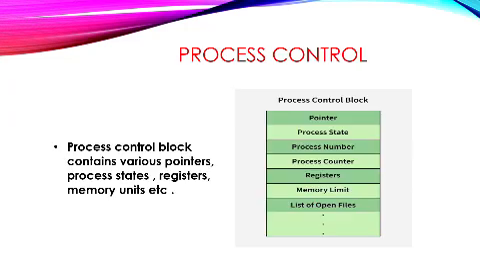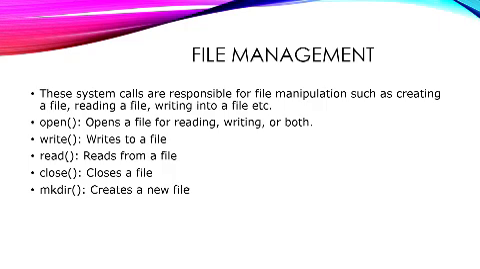So process control block contains various pointers, process state, process number, register, memory limit, etc. which can be seen there. So the process control block stores mainly the process state and CPU registers and memory details. So all of these come under the process control block. Next we are going to see file management.